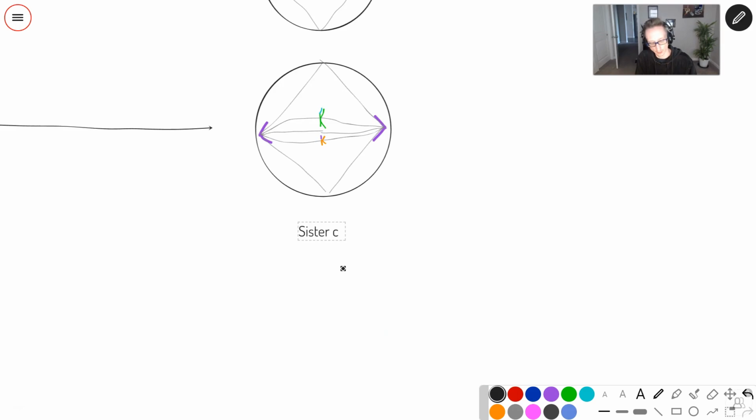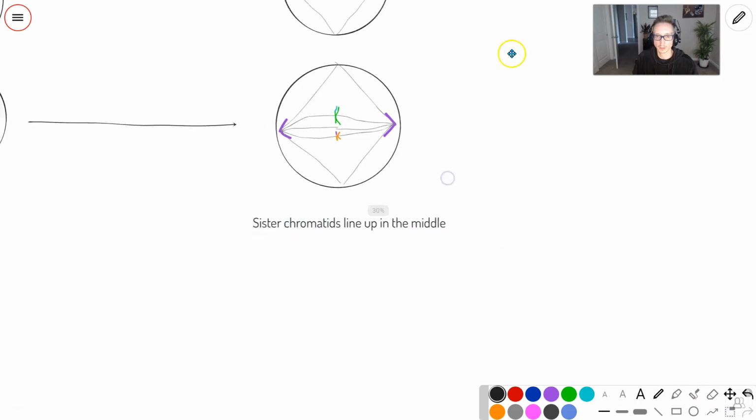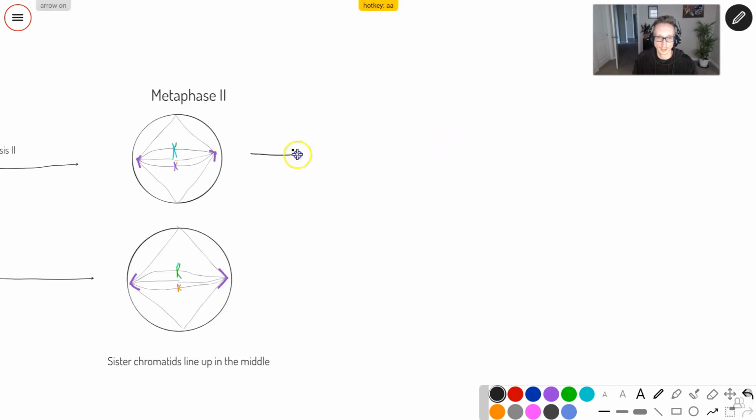Sister chromatids line up in the middle. Okay? And then we go through anaphase, telophase, cytokinesis. In anaphase, I'm not going to draw it out, but anaphase separates the sister chromatids.